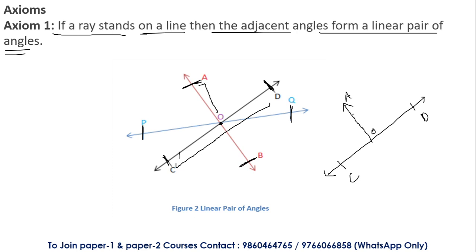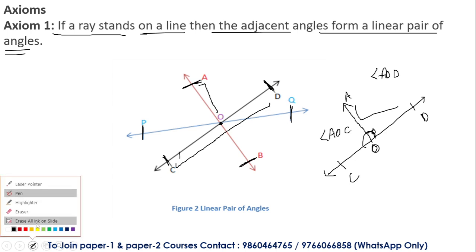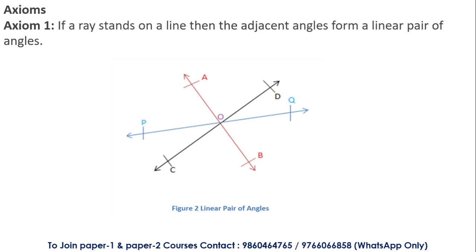Look here now, this is the angle O, or we can say this is the angle AOD, this one, right? Similarly, here again an angle is formed, that is angle AOC. Similarly, there are certain angles due to the intersection of different segments at one particular point.